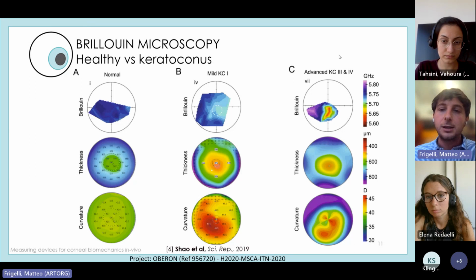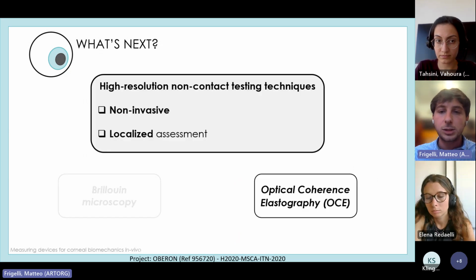As you can see, the spatial map derived by the Brillouin microscopy nicely characterized the localized weakening that we have in this region. The color scale is in gigahertz because this is the Brillouin modulus. So this was the first technique I want to introduce today.